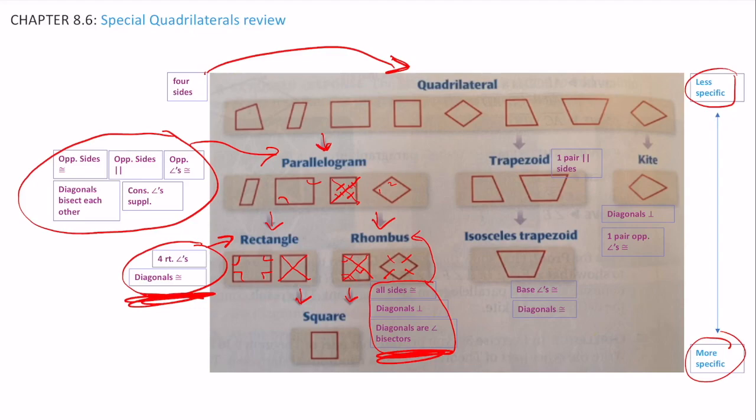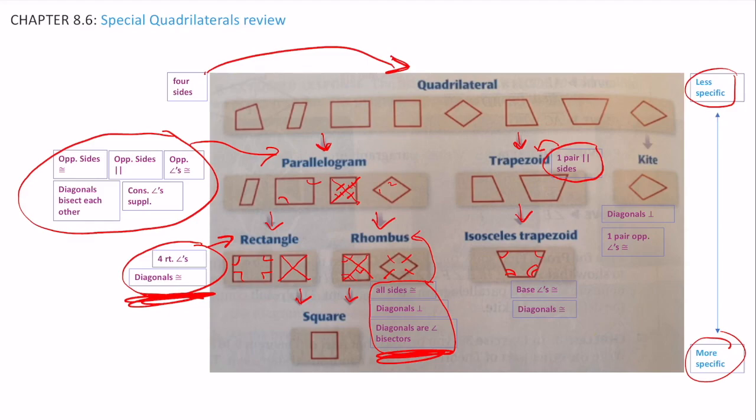Now over here, a trapezoid. Notice a trapezoid is not a parallelogram. It doesn't have two pairs of parallel sides. It just has one pair of parallel sides. So anything with one pair of parallel sides is a trapezoid. More specifically from a trapezoid, you have an isosceles trapezoid, right? So it also has one pair of parallel sides, but it also has base angles that are congruent. So that's congruent to that, and this set of base angles is also congruent, and also the diagonals are congruent.